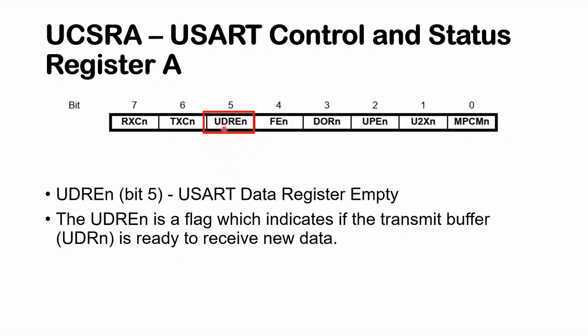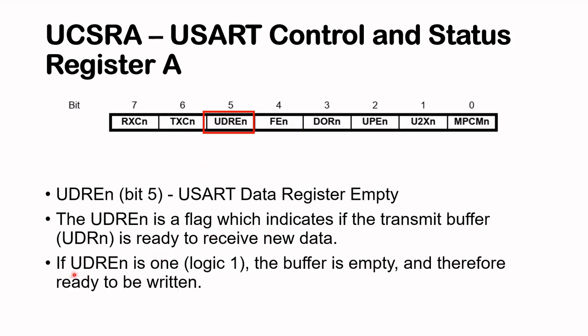So basically, this bit is a flag, right? This is just a 1 bit. It indicates whether the transmit buffer, the UDR, as mentioned earlier, is ready to receive new data. All right, so that's the role of this bit. And if the UDRE, which is this bit here, is logic 1, that indicates that the buffer is empty. And if it's empty, it is ready to be written. That means ready to receive data.